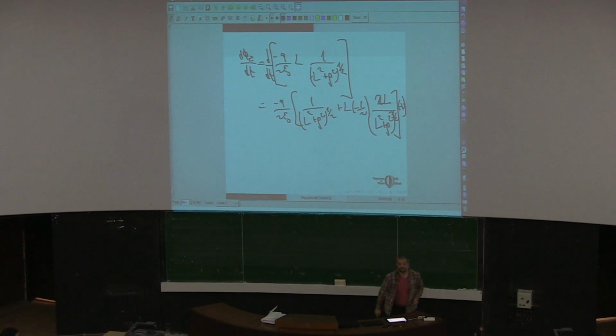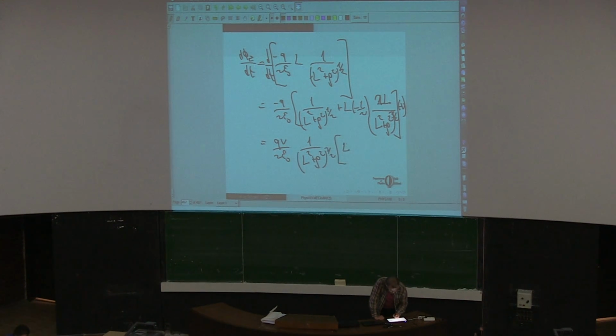times dL by dt. Here I just use the chain rule. I mean, this expression depends on time only through L. So I take the derivative with respect to L and multiply by the derivative of L with respect to t. This is equal to QV over 2 epsilon 0, 1 over L squared plus rho squared to the 3/2.